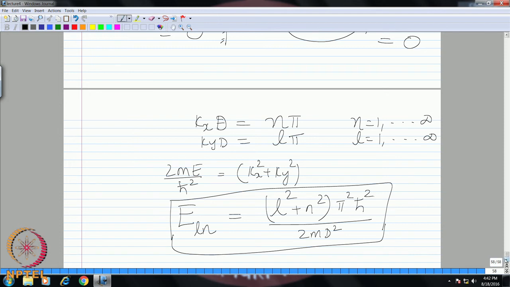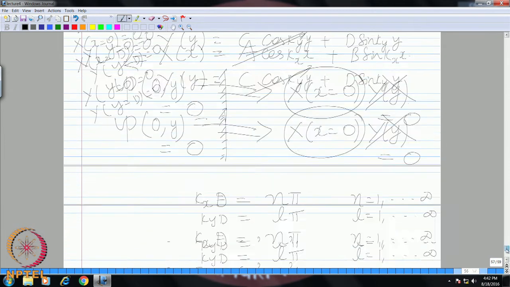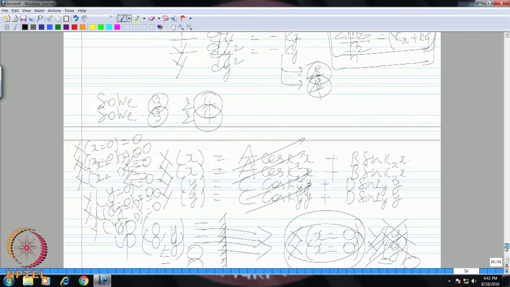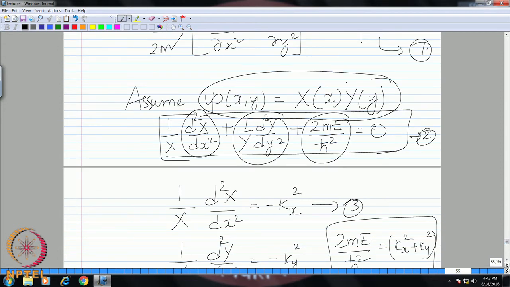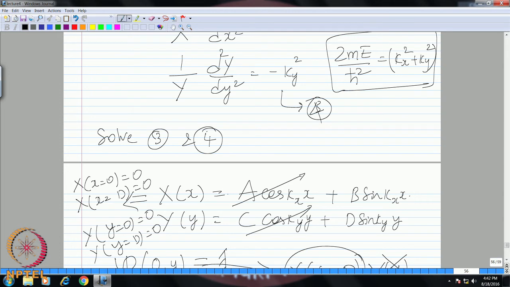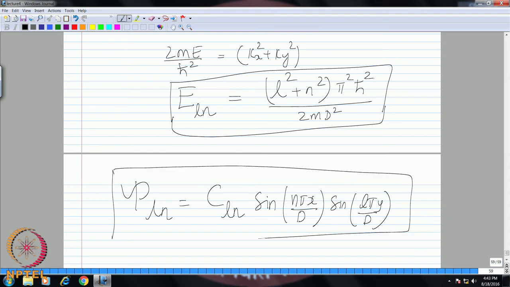Similarly, what about the wave function psi? We will have the product of X and Y, which gives you the wave function in space, because we have assumed for separation of variables that psi is equal to X of x into Y of y. Since we knocked off the cos terms, we have only the sine terms. So, b times d is another constant. We can write this as one global constant, which we will call c, a function of l and n, and we have sine of n pi x by d and the other sine, a function of l pi y by d.